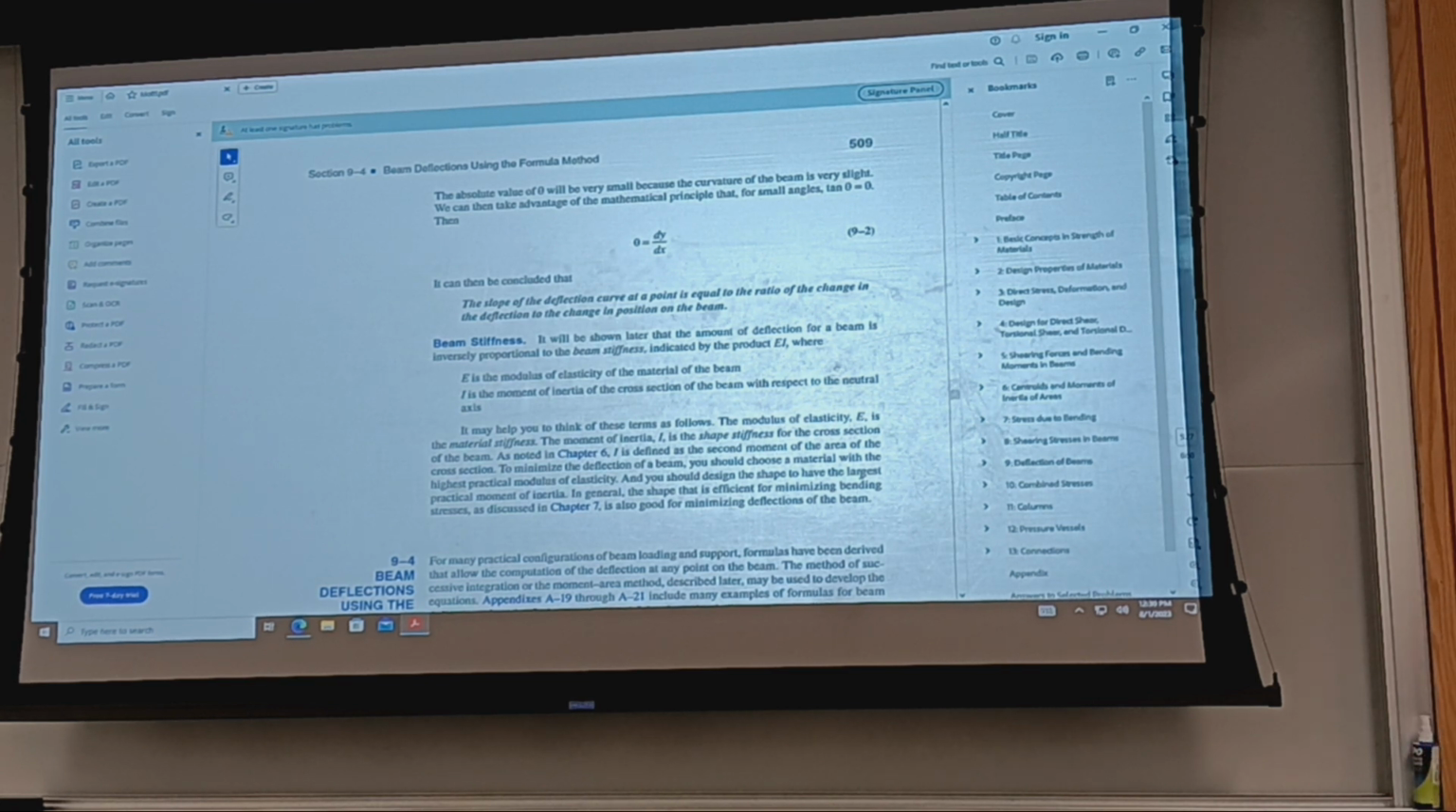Okay, formula method. The first approach that we'll learn for handling beam deflection is the formula method. For this, we're going to go to the appendix. Let's see, where is the appendix?